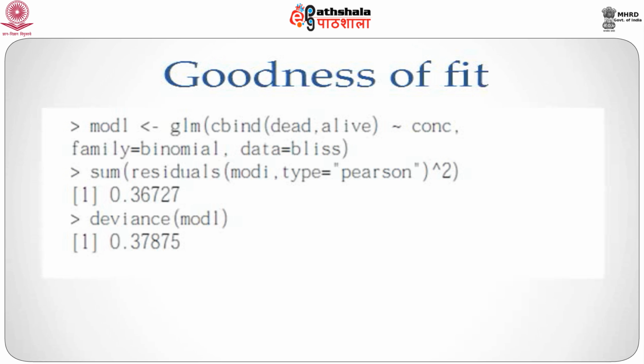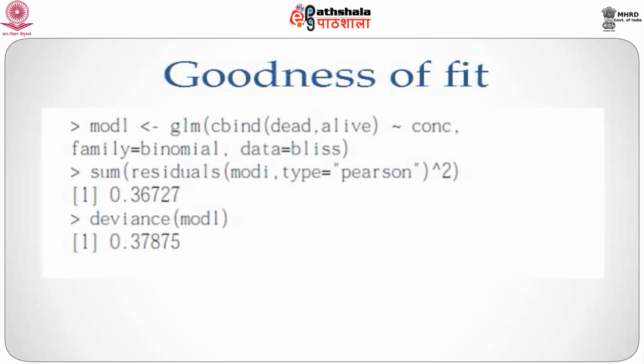Similarly, we could say type equal to deviance, or rather we could not, because deviance residuals are the default residuals and will be returned if we use the residuals function on modl without any specification of the type. So here we have used the residuals to construct a single summary goodness of fit measure. The syntax sum residuals modl type pearson caret 2 returns the sum of the squared Pearson residuals, and you know that this is the usual Pearson goodness of fit measure.